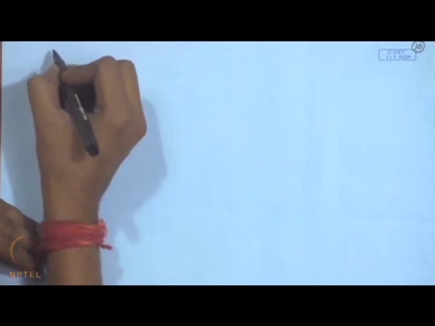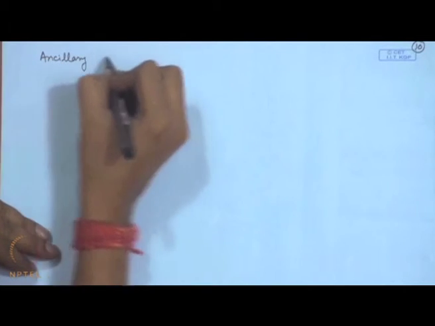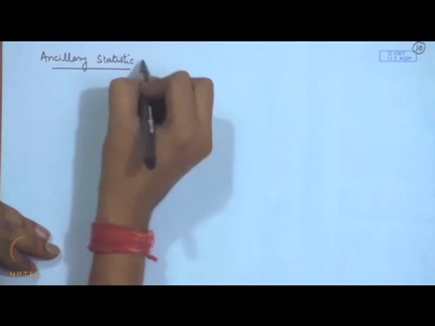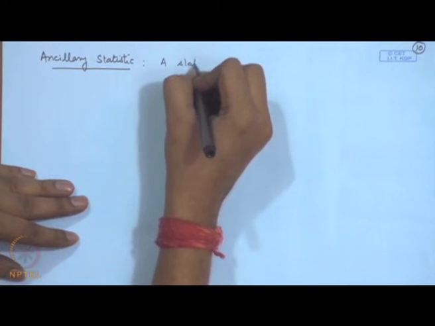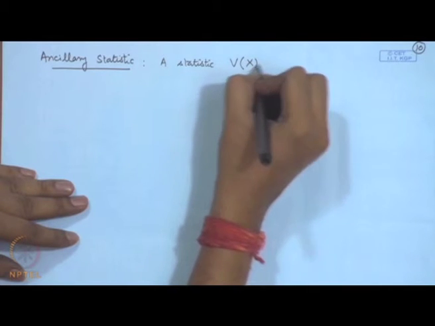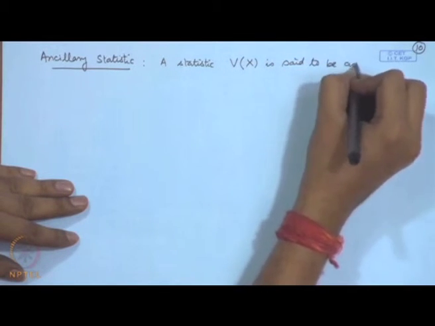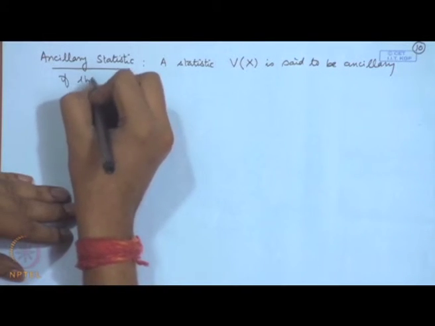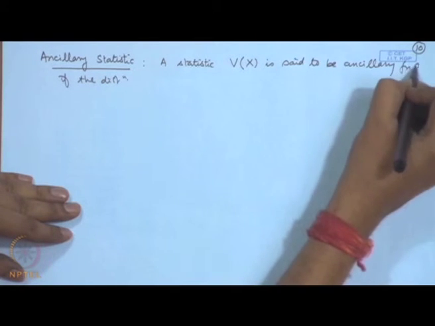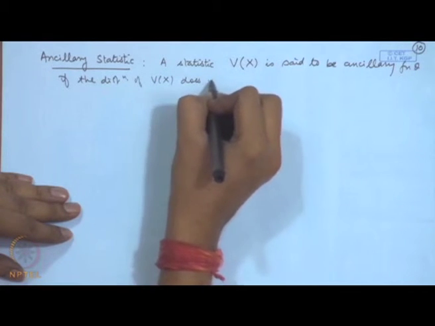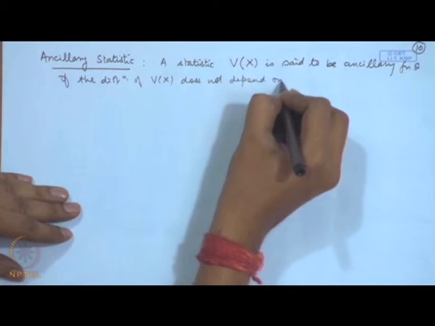Before we discuss other examples, let me also give some further relationship between completeness and independence, etcetera. Now, there is a famous result called Basu's theorem, where we consider certain statistics whose distribution does not depend upon the parameter. So, I define what is known as an ancillary statistic. A statistic, let me call it V(X), is said to be ancillary for a parameter θ if the distribution of V(X) does not depend on θ.